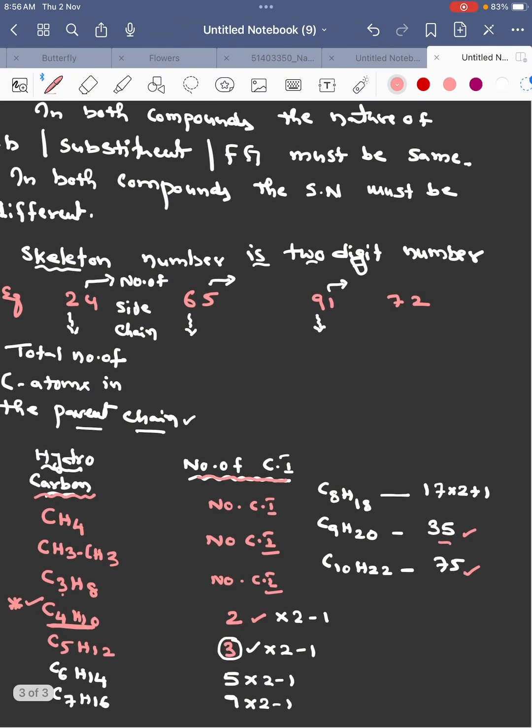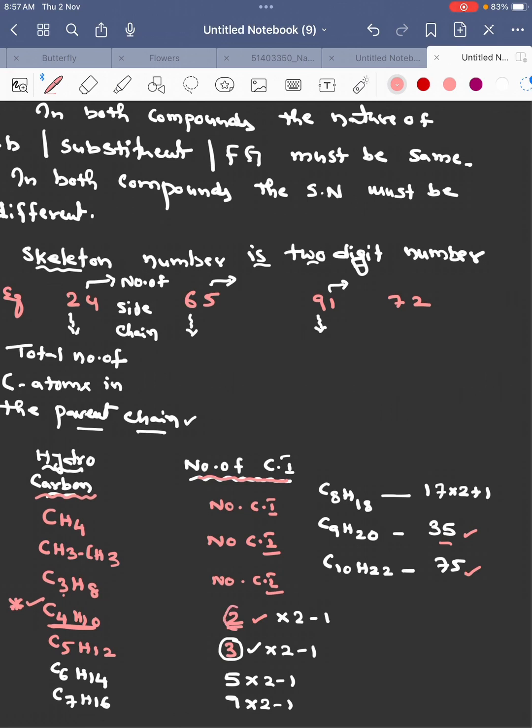Let us see here. Butane has how many total isomers? 2 isomers are possible. What are the 2 isomers here, guys? One is a straight chain. So it is 1, 2, 3, 4. There is no side chain. What is the skeleton number? How many carbons are there in the parent chain? There are 4. The skeleton number is a 2-digit number. The first number represents the total number of carbons in the parent chain, so 4 is there. How many side chains are there? It is 0. This is the skeleton number.